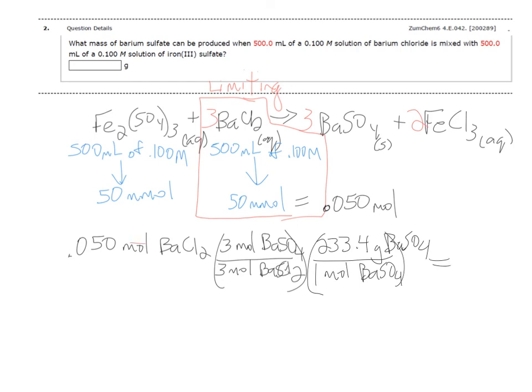Then, as you can see, the moles of barium chloride crosses out, moles of barium sulfate crosses out, and grams of barium sulfate is the unit left over, which is what we'd like. So on my calculator, we're just going to type in 0.05 times 3 over 3, which is the same as 1, times 233, and it works out to be 11.7 grams of barium sulfate.